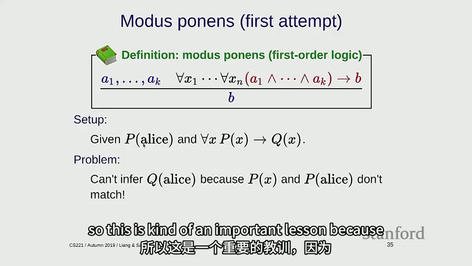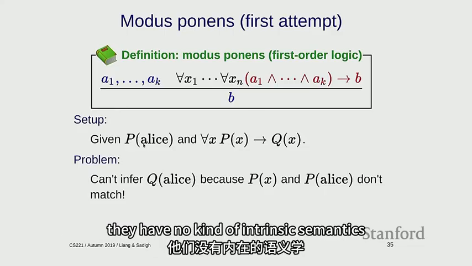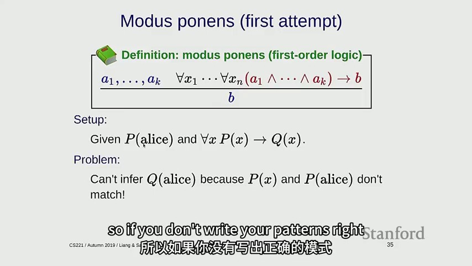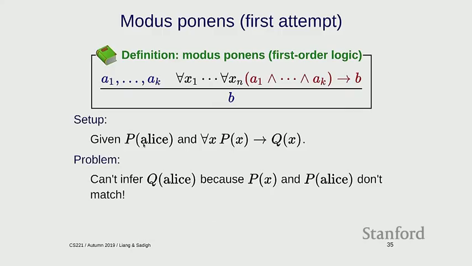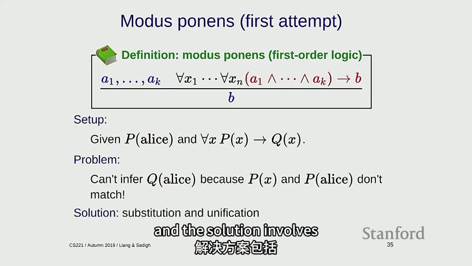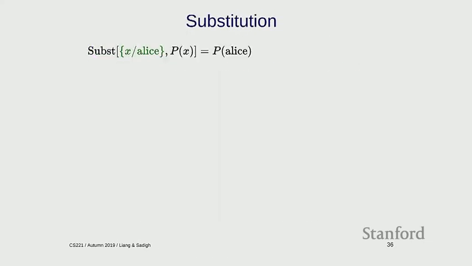So this is kind of an important lesson, because remember, these inference rules don't know anything. They have no intrinsic semantics. They're just pattern matching, right? So if you don't write your patterns right, then it's just not going to work. But we can fix this. And the solution involves two ideas, substitution and unification.